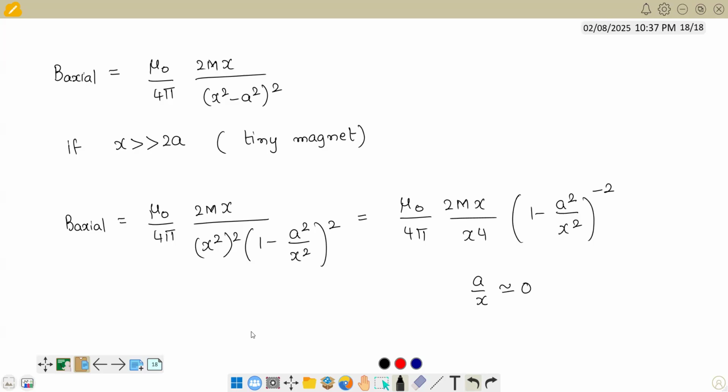If I take a by x approximately equal to 0, so you basically get mu naught by 4 pi, 2 pi x divided by x power 4. So you'll get mu naught by 4 pi, 2m by x cube. And remember, for a normal magnet, the formula is mu naught by 4 pi, 2mx divided by (x square minus a square) whole square.